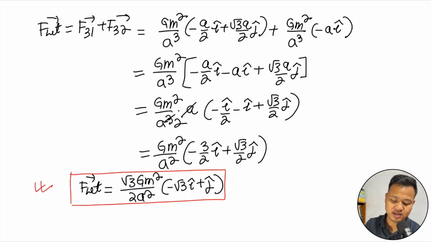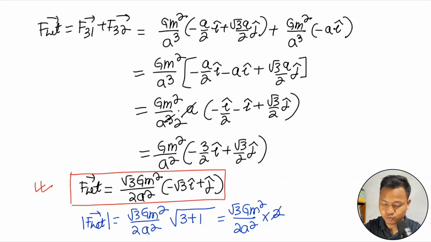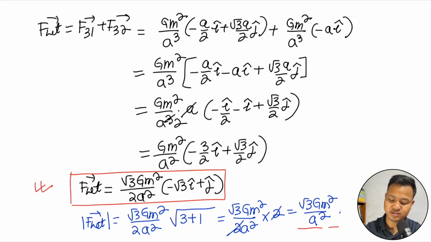Now we want the magnitude. So what is the mode of net force? Root 3 into Gm square divided by 2 into a square, into root over root 3 square, so 3, plus 1 square, so 1. Okay, so how much will you have? Root 3 Gm square divided by 2a square into root 4, which is 2, so the 2s cancel out. So finally, root 3 Gm square divided by a square. That's the answer.